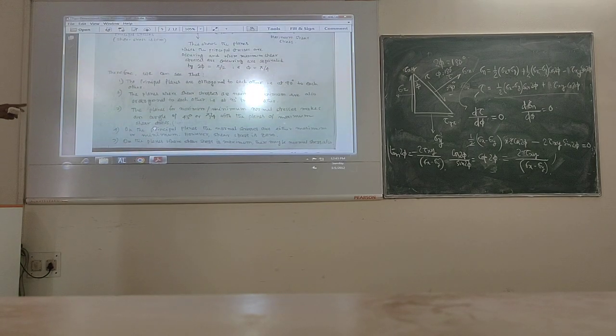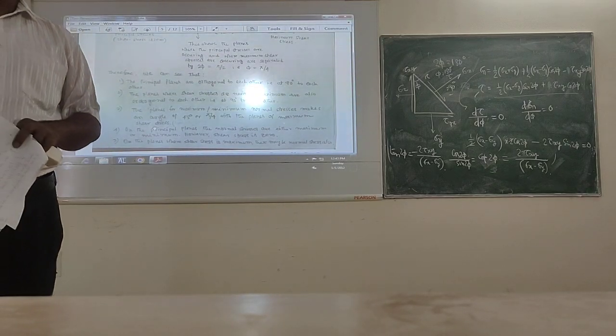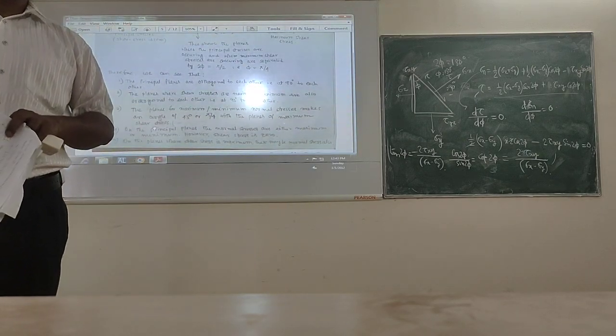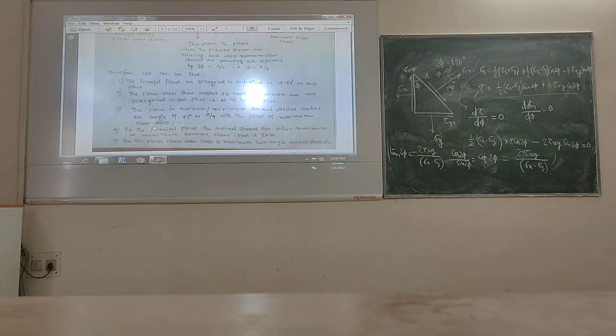On the principal planes, normal stresses are either maximum or minimum. And what will be the value of shear stress? The value of shear stress will be equal to 0. However, on the plane where shear stress becomes maximum, the principal stress need not be equal to 0. The planes where normal stress becomes maximum, shear stress becomes 0. But on the planes where shear stress becomes maximum, it need not be that principal stresses will become equal to 0. Is it clear? Have you understood?